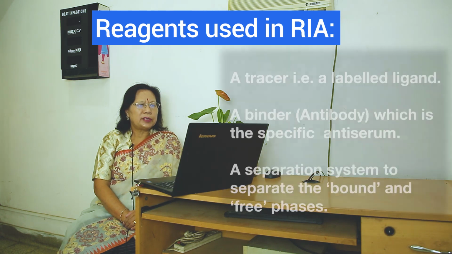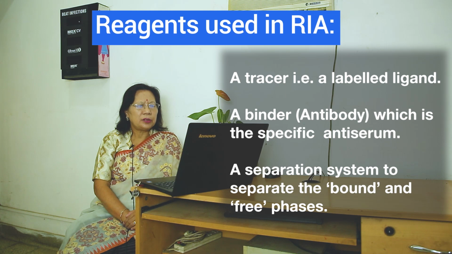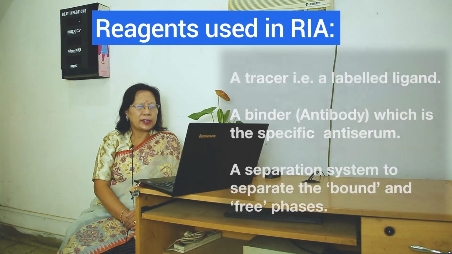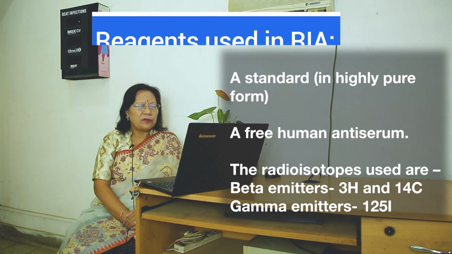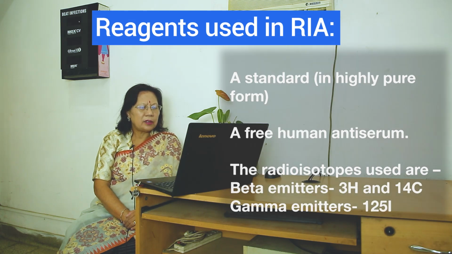So there will be a tracer, that is a labeled ligand, a binder, that is antibody, which is the specific antiserum, and a separation system to separate the bound and free phases, and a standard in highly pure form, and a free human antiserum. And lastly, the radioisotopes used are commonly beta emitters H3 and carbon-14, and the gamma emitter commonly used, radioactive iodine 125.